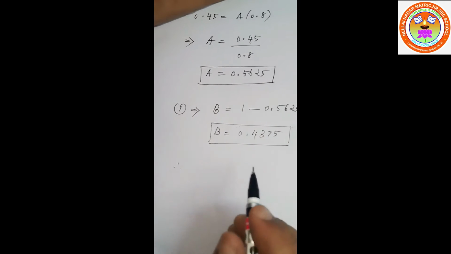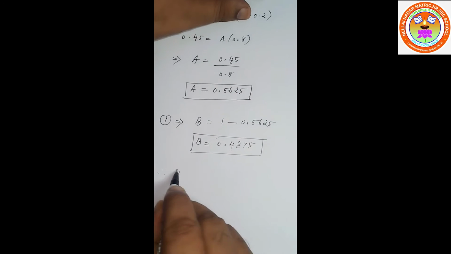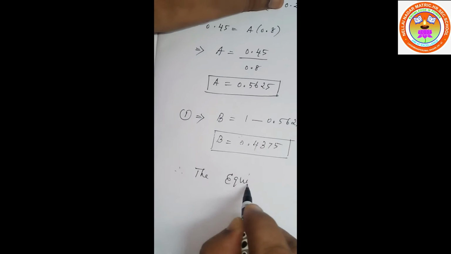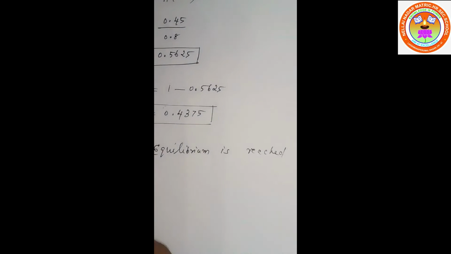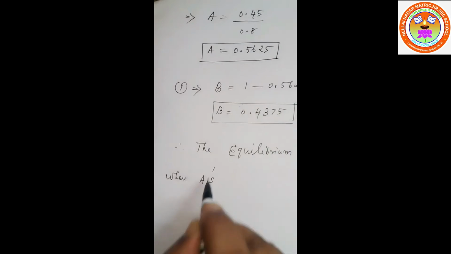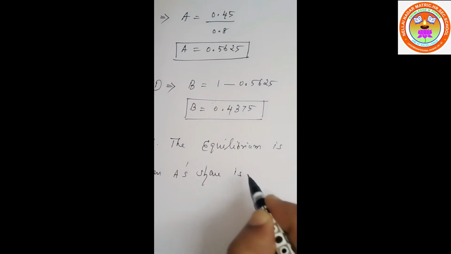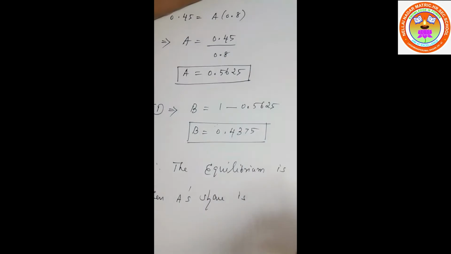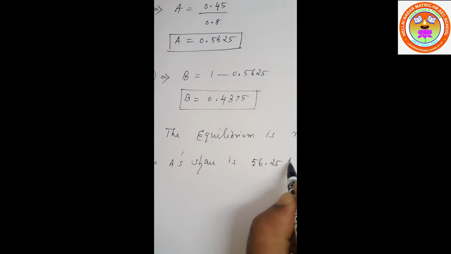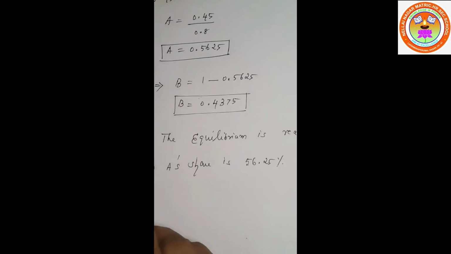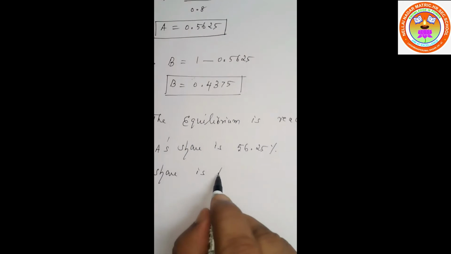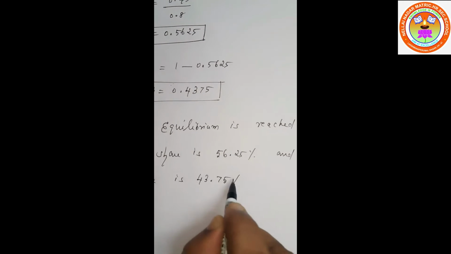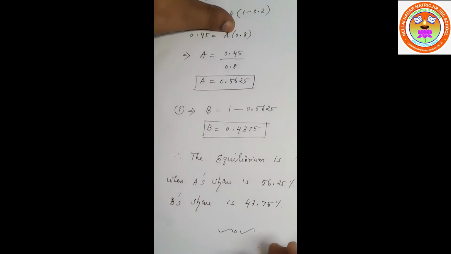So equilibrium is reached. Finally write the result. Therefore the equilibrium is reached when A's share is 0.5625, which can be written as 56.25%, and B's share is 0.4375, which can be written as 43.75%. Problem number 3 is over. I'll be teaching problem number 4 in the next video.